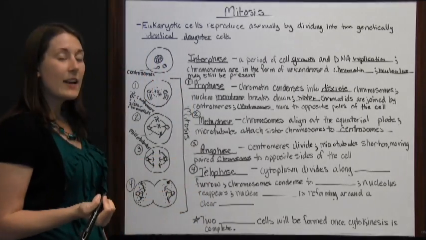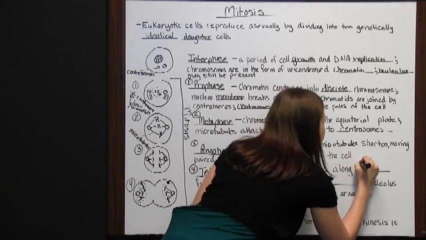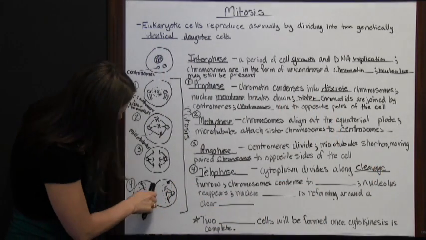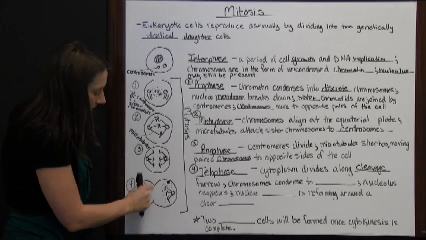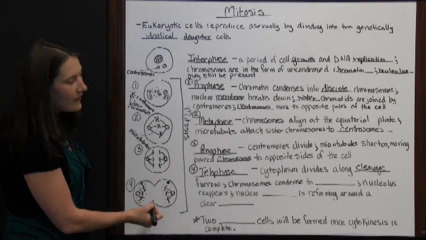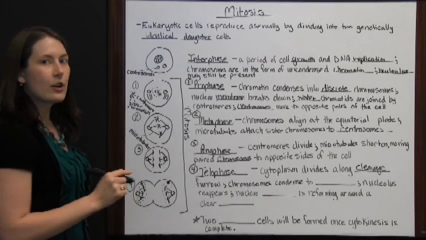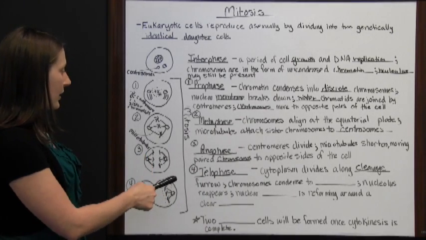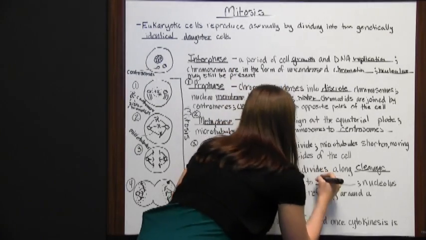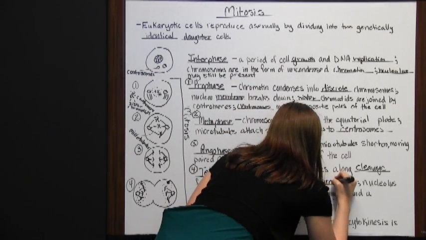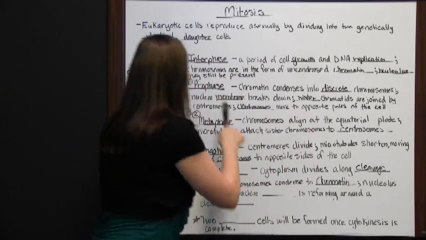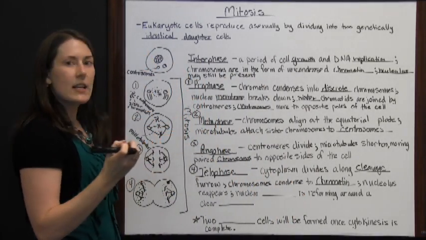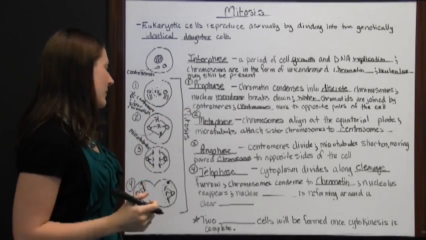In telophase, the cytoplasm divides along a cleavage furrow. And so you can see how it starts to kind of dip in. It cleaves in half, and so there's that cleavage furrow, and that's going to show you where your cytoplasm is going to eventually split completely off and form two new cells. The chromosomes condense to chromatin. Remember, that's what we had up here. We had all the squigglies. They're going to just start condensing to chromatin, not a discrete chromosome anymore.